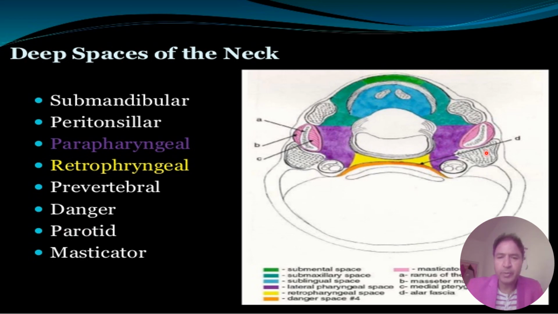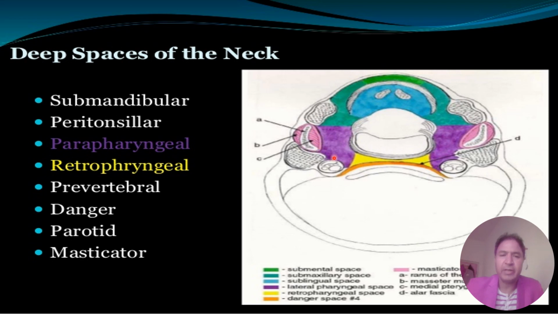Now this is the parotid space, where the parotid gland lies. This is the carotid space, where the carotid artery lies. Then the masseter space. Here A represents the ramus of mandible, B represents the masseter muscle, C represents the medial pterygoid muscle, and D is the alar fascia.